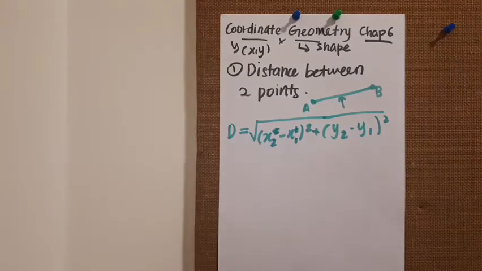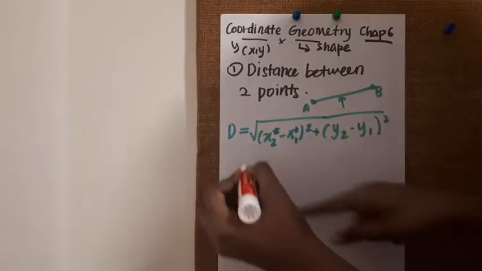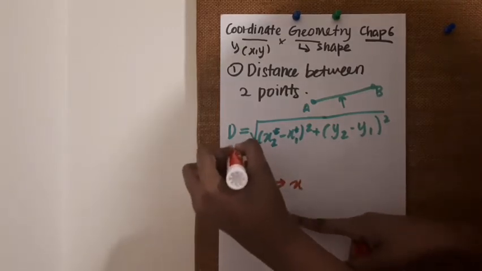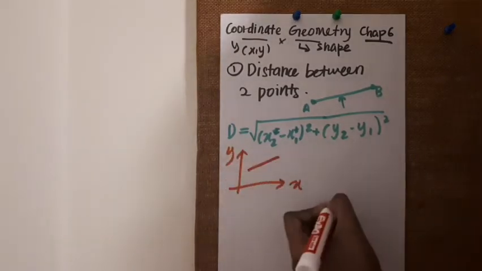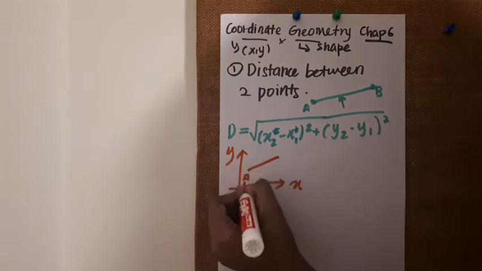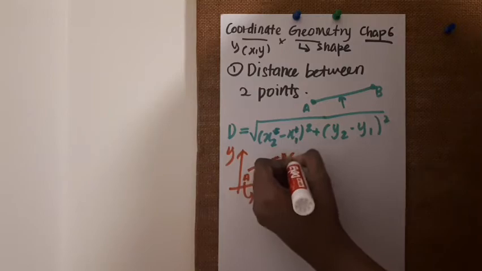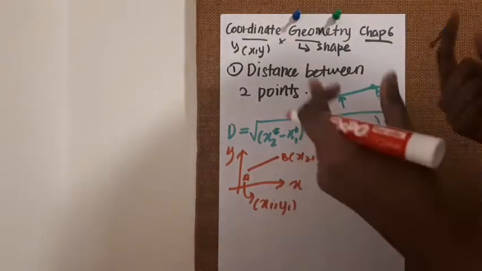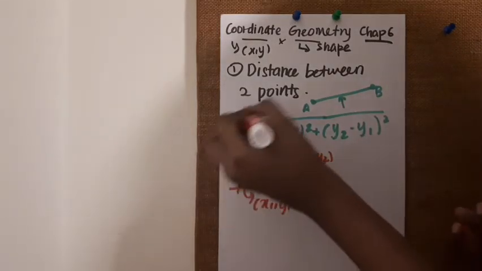First of all, just imagine that this line is in a plane, an xy plane, with an x-axis and y-axis. And just imagine the straight line is here, where A has a coordinate of x1, y1, and B has a coordinate of x2, y2. And we are going to find out the distance between A and B. And how to find it out? We are going to use this formula here.